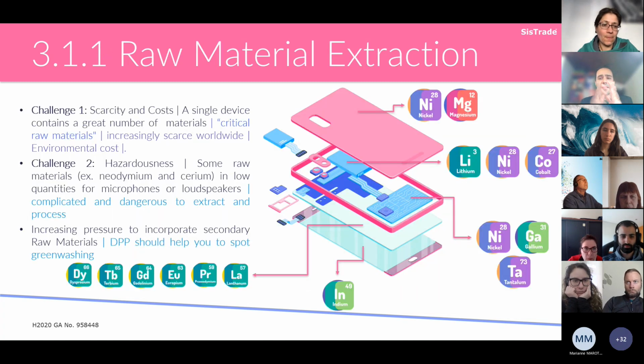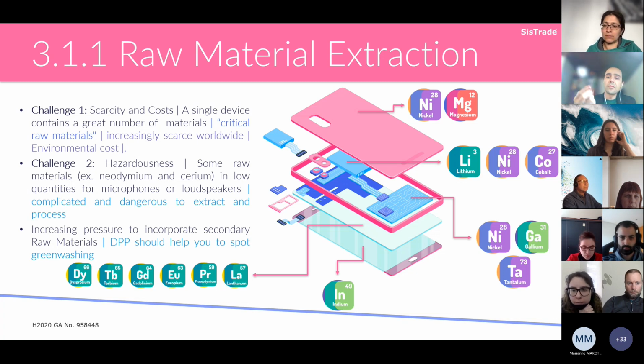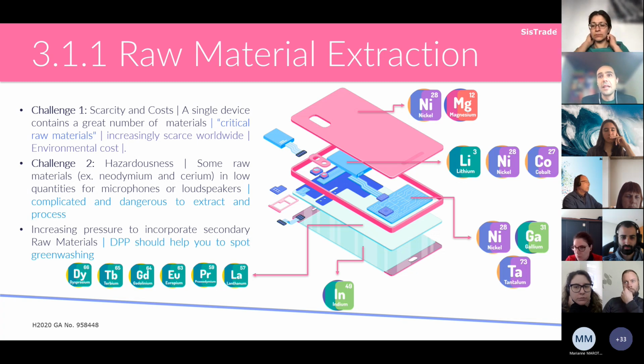So let's start at the first phase, the raw material extraction. We have here two important challenges. The first challenge is scarcity and costs. We know that a single phone can contain a great number of materials. Some of them are critical raw materials. They are increasingly scarce worldwide. The European Union, and Europe in a broader sense, does not have them in big quantities. So that means that we depend on others. And of course, their extraction has an environmental cost.